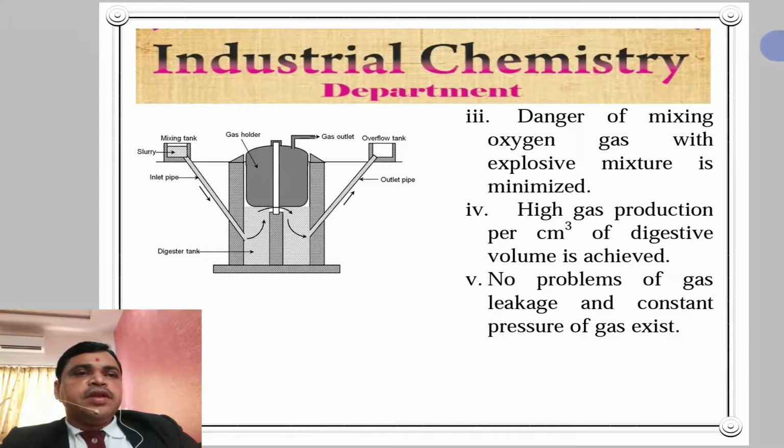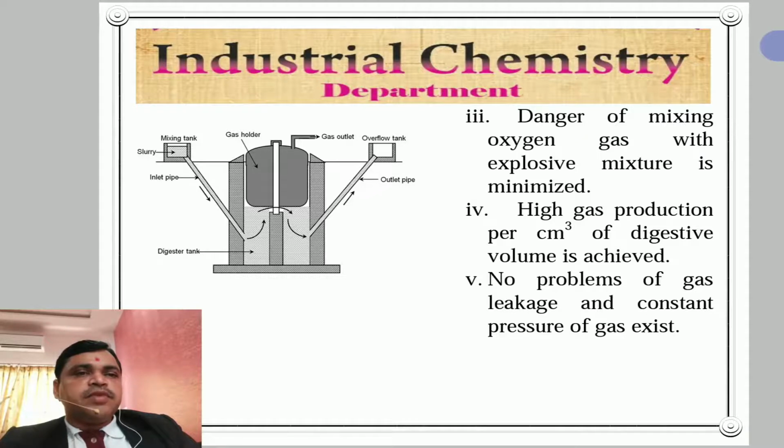Number 3, danger of mixing oxygen with the explosive gas mixture is minimized. Here we see the arrangement. The digester is below the ground level, so the mixing of oxygen is less, and then the explosive mixture danger is minimized in this type of plant.